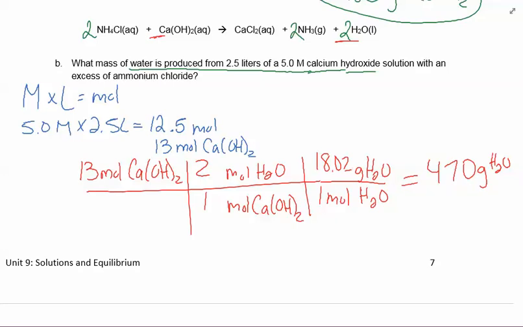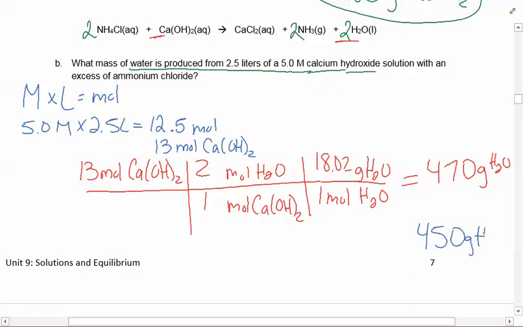So with this calculation, you would end up with 470 grams of H2O. If you use 12.5 for the initial value rather than 13 and then rounded to 2, you would get 450 grams of water. Either would be accepted for this. Technically, the 450 is probably a little bit more correct. Both have two sig figs, so they're both meeting that criteria.